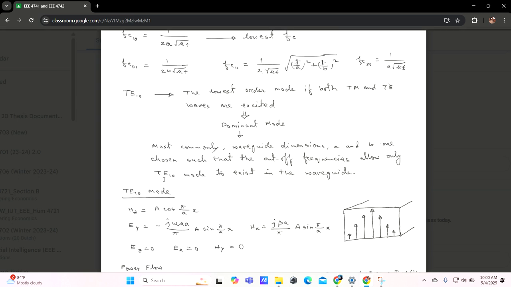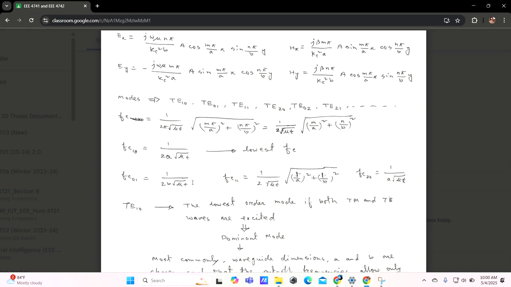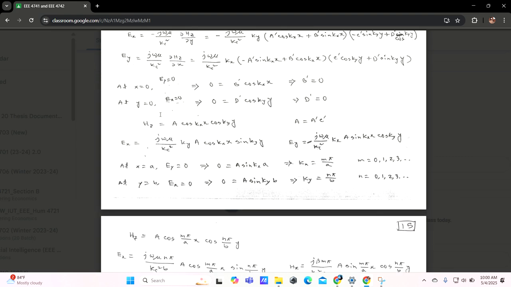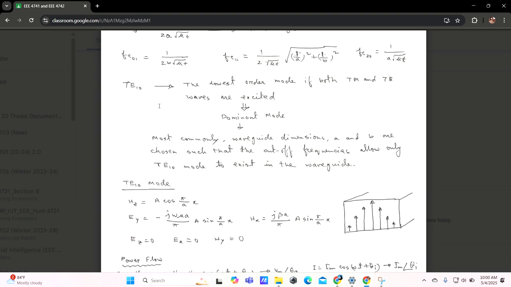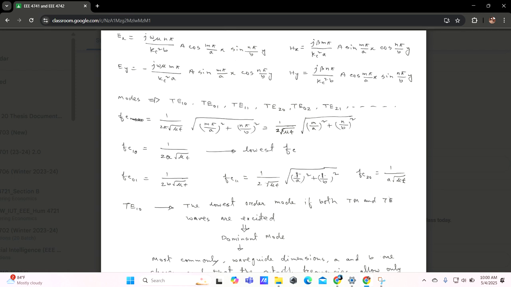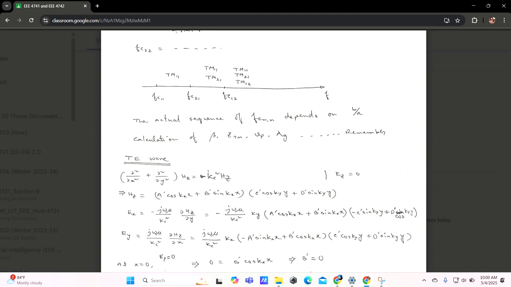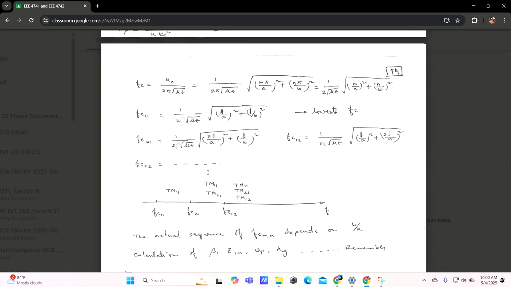Then here is some talk about the transverse electric 10 mode, how this works. If we put the values in this case, then we will derive these equations for the transverse electric 10 mode. Here is the end of this topic. I hope I was able to understand and teach this topic well.